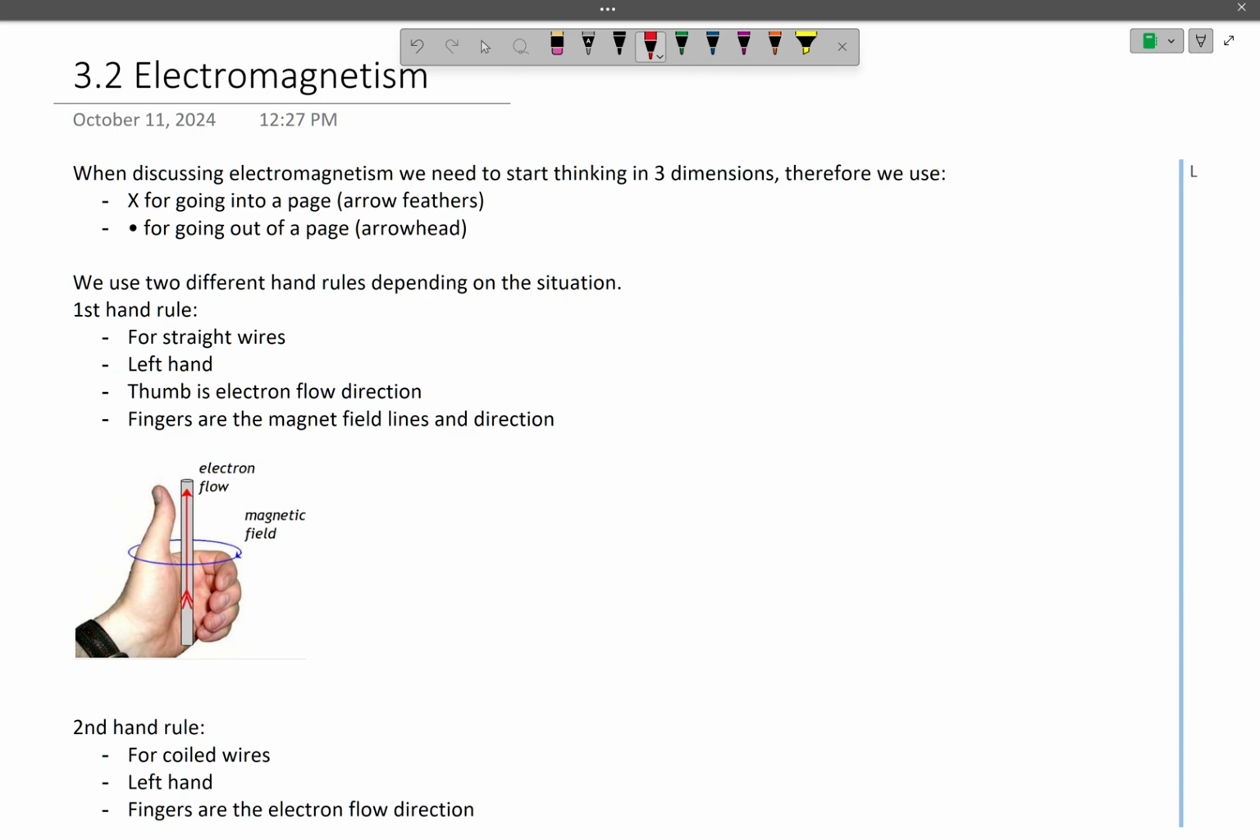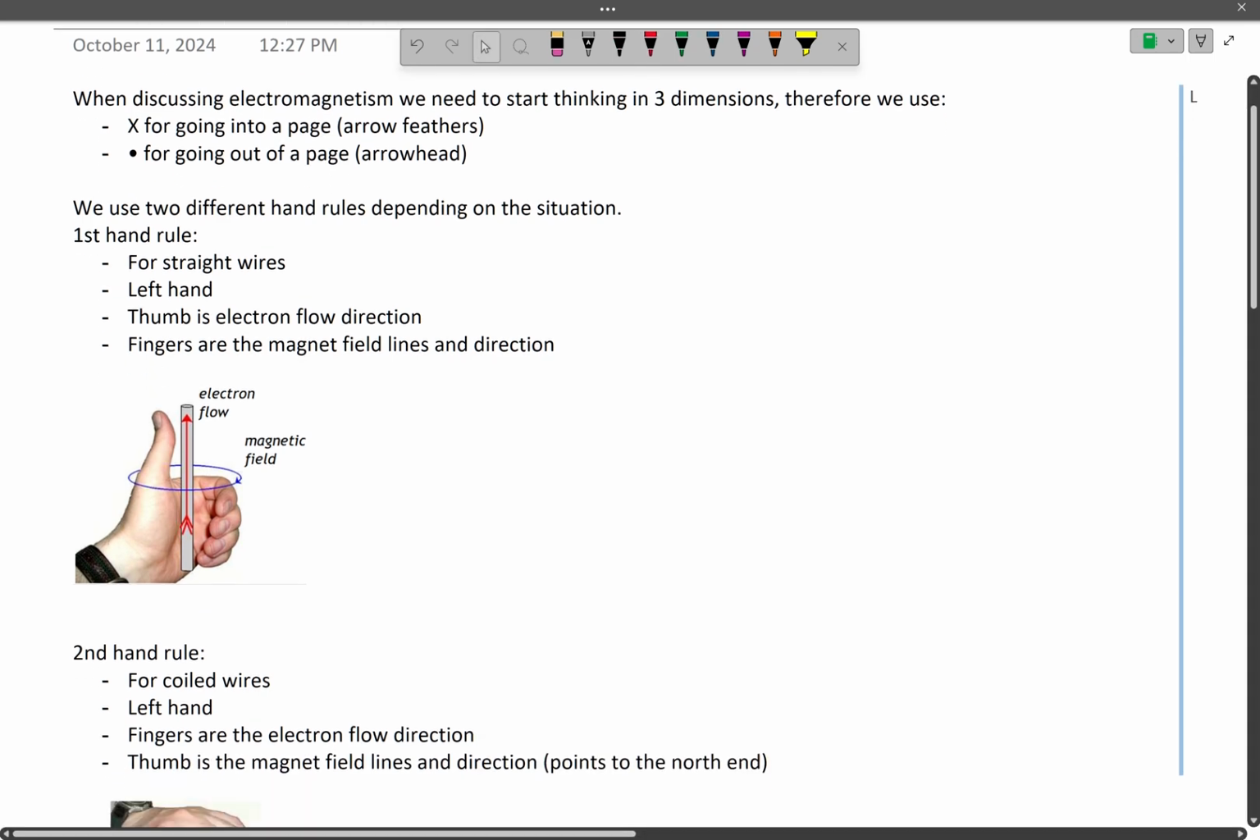When it's coming out of the page, what you see is the pointy part of the arrow, the dot, the arrowhead. And that's what you see the majority of the time as it's traveling towards you. Now, we use two different hand rules depending on the situation. We're going to use these hand rules to help us understand either the direction of the electron flow or the magnetic field lines, et cetera. And we're going to have to use the X and dot in order to draw this on a two-dimensional piece of paper. So keep that in mind.